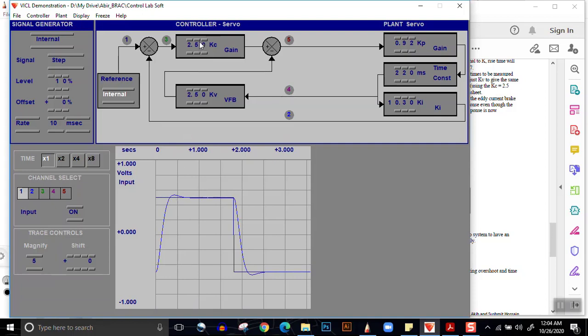One thing you can see is that by increasing Kv, you are able to decrease the overshoot without affecting the time response. Time response is ever so slightly affected, not as much affected as it would have been in case velocity feedback was not there. So let us look very carefully at the overshoot. This overshoot will be important.